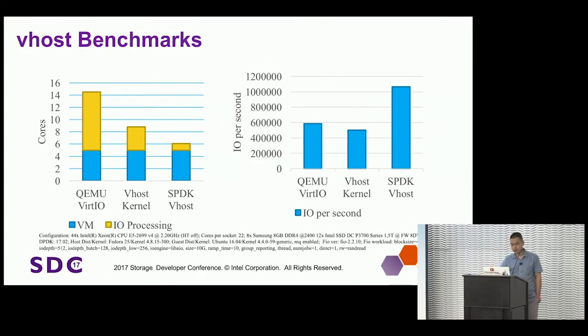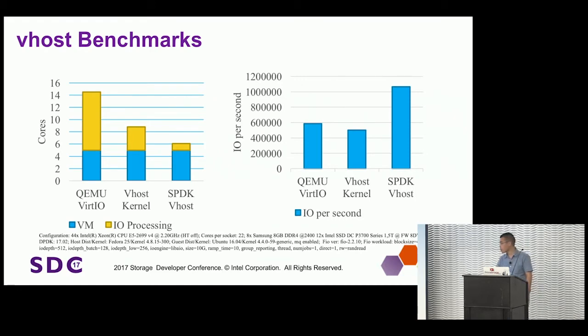And this page shows some performance evaluation. Let's first see the left diagram. It shows the core distribution between the VM and the IO processing part. We can see that for the VMs, we allocated the same cores, so there is no difference. But for the cores that handle the IOs, it is quite different. If we use the QEMU virtio, it will use about 10 CPU cores. And for SPDK vhost, we will just use one CPU core.